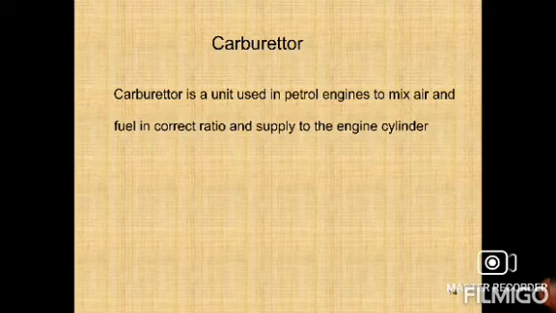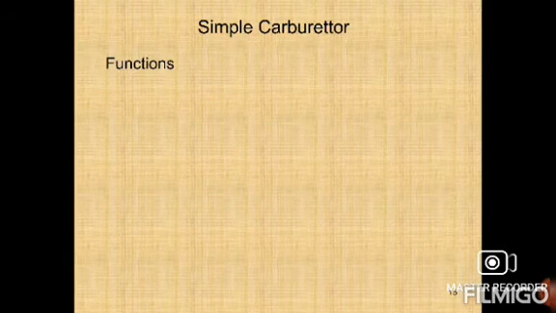The carburetor is already filled with fuel, and air enters the carburetor from the atmosphere through the air filters. Both are mixed in the carburetor and supplied to the engine cylinder through the inlet valve. So the maximum amount of air-fuel mixture is sent directly to the engine cylinder. The air-fuel mixture is supplied by the carburetor.